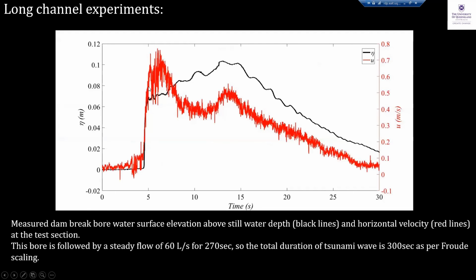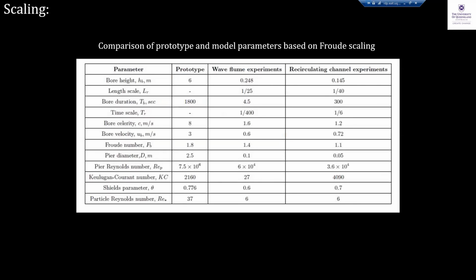And this is what the surface elevation and the velocity looks like in the new experiments. So the bore was initially 30 seconds long, and then behind this, we would have a certain discharge to maintain the bore going on so that we have a longer duration of a breaking wave. If we have a longer wave, then we see that the time scale, initially it was 1 in 400, 1 in 450, has reduced to 1 in 6, which was what we needed to achieve to observe the actual scour results.